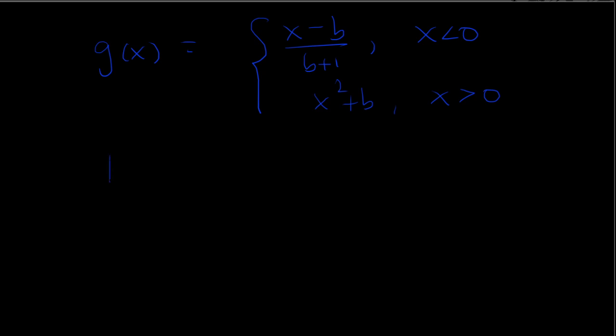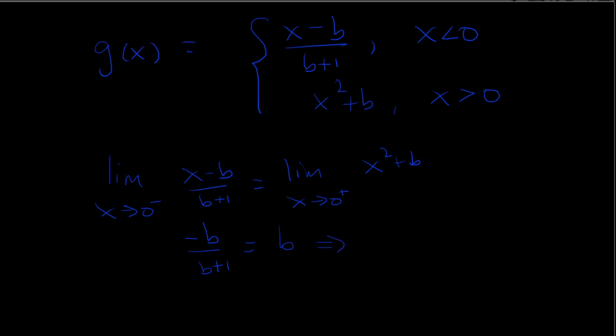So I'm going to be looking at the left-hand limit and the right-hand limit, and I want to set these equal to each other. So I'm going to plug in x equals 0 for (x minus b) over (b plus 1) to get negative b over (b plus 1), and x equals 0 for x squared plus b to get b.